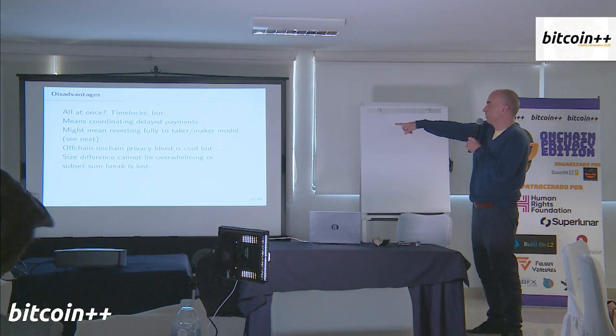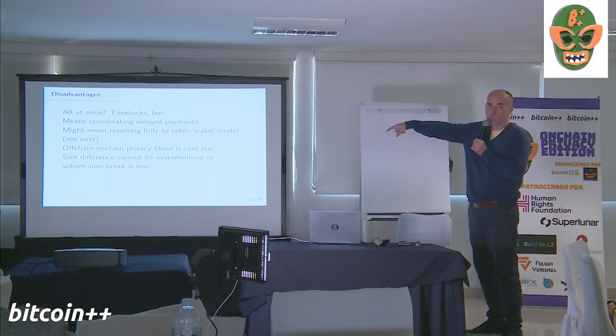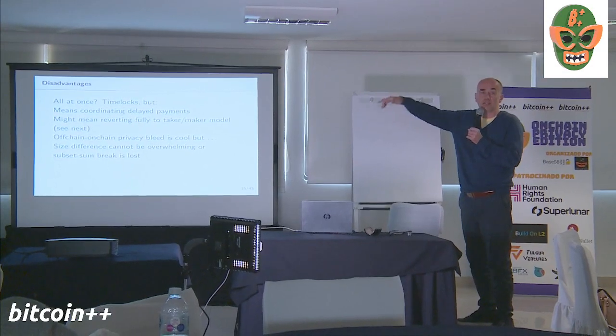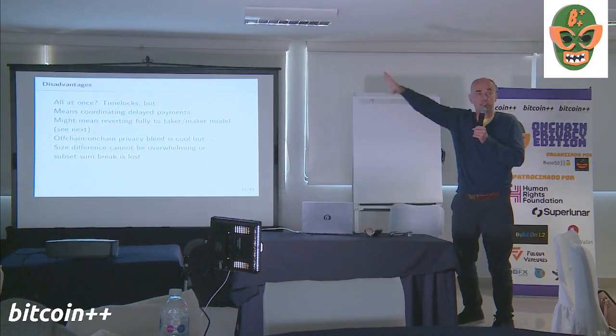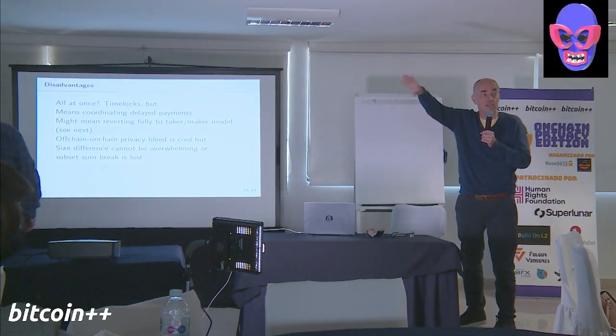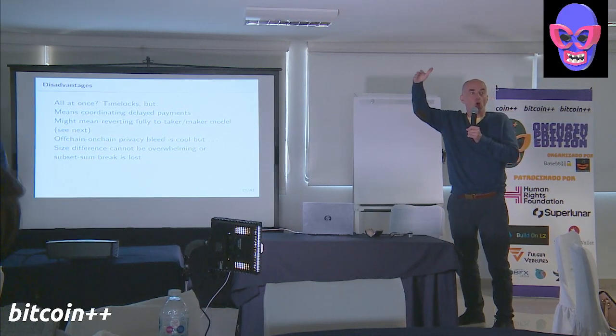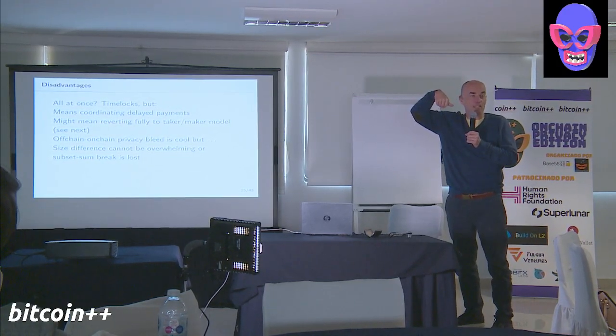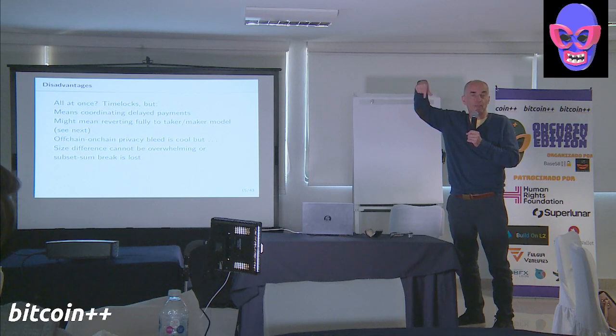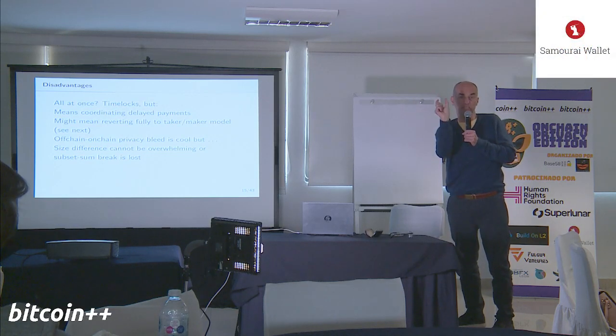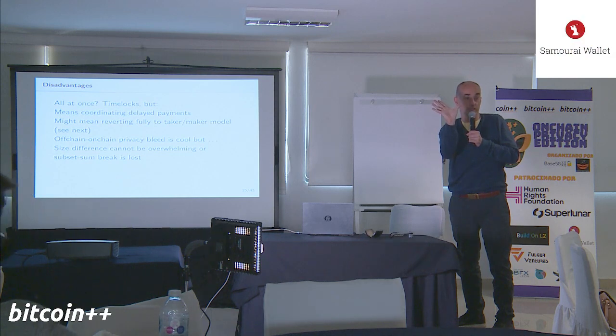Off-chain to on-chain privacy bleed is cool. Do people follow what I'm talking about there? That was a bit of a weird phrase I used. Remember, at the end of the process, we spliced some money into a channel in order to break subset sum. That's off-chain to on-chain privacy bleed, is what I call it, because the privacy embedded in committing money into the channel gets bled through into the on-chain, because the subset sum gets broken.